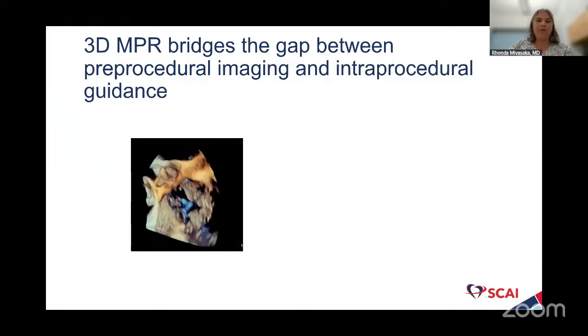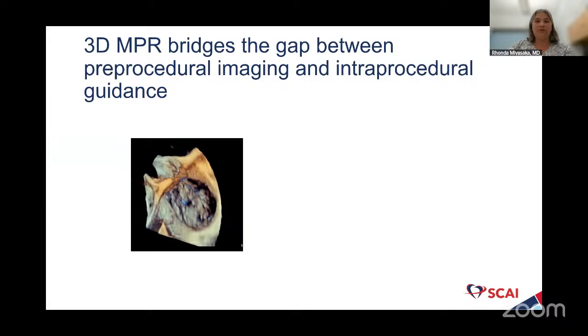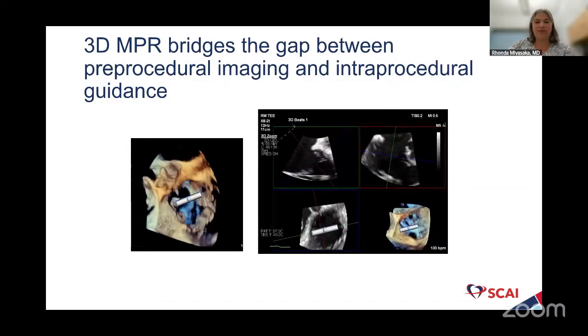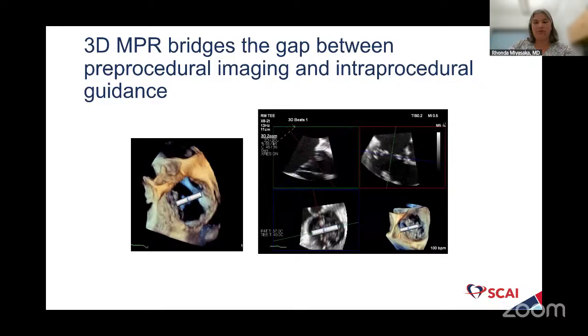And so what I love about 3D MPR is that it really allows us to bridge the gap between pre-procedural imaging and intra-procedural guidance. So if I'm looking at this tricuspid valve and I want to know, can I put a TriClip device in this location with this orientation across the septal and anterior leaflets? It's very easy to do that using 3D MPR.